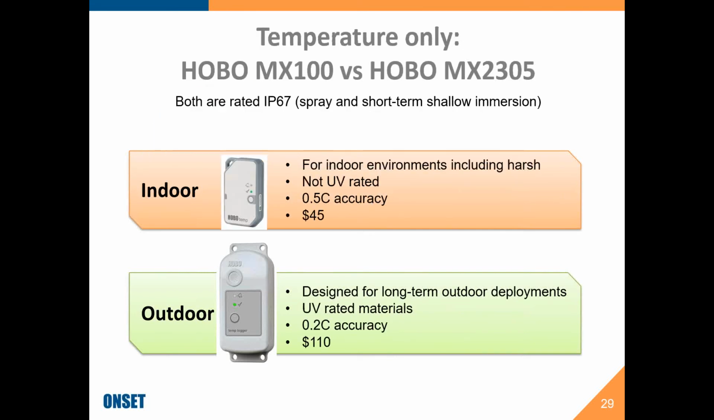If you're looking at temperature only, your choices would be the MX100 versus the MX2305, and you can see there's a pretty good price difference. So the MX100s have that advantage, and they're rated IP67, the same as the MX2300. So they're pretty robust, even in splash and harsh indoor environments. But they're not UV rated, so you wouldn't want to use the MX100s outdoors, and they're not as accurate for temperature measurements as the 2300. So if you want the higher accuracy temperature, then you'd want to use the MX2305.